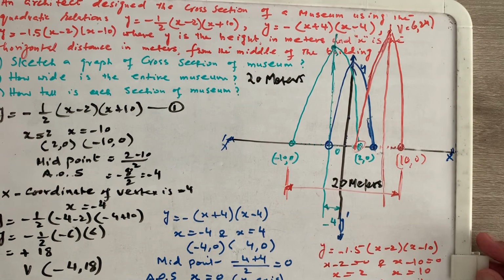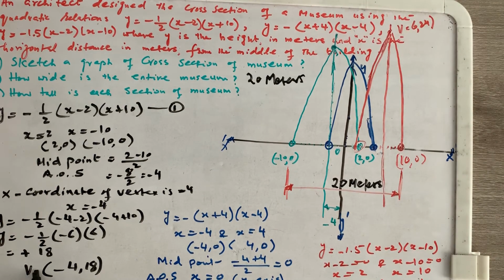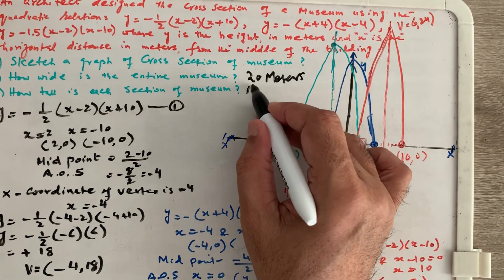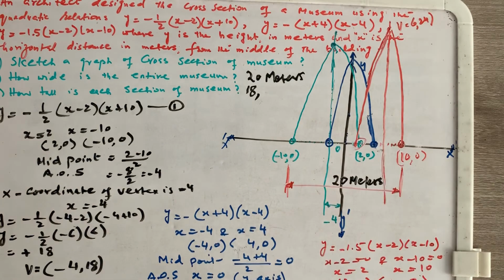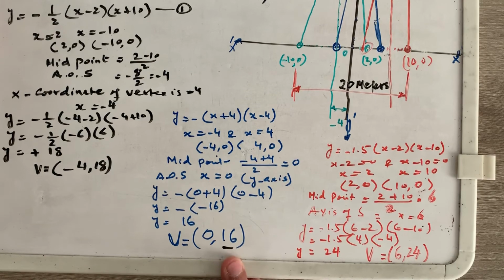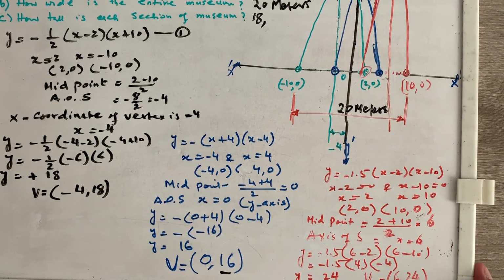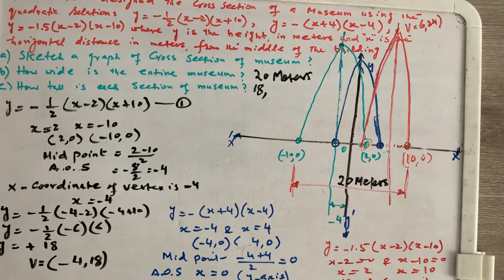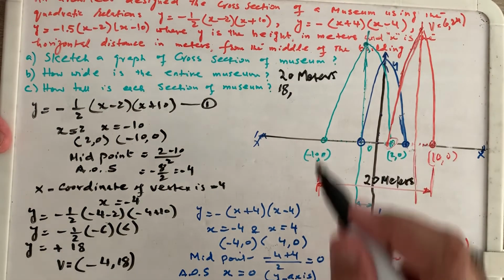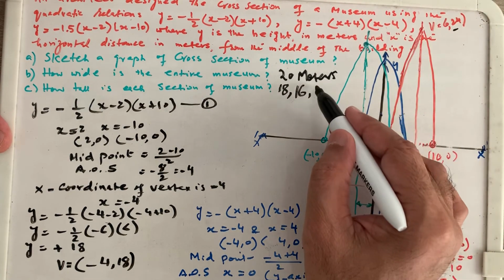How tall is each section of the museum? That is the vertex. So we have vertex number 1, which is (-4, 18). So the first section is 18 tall, right? Second section is 16 tall. And the third section is 24 tall. So the y-coordinate of the vertex is telling me how high each section is. How high is the second section? 16. How high is the third section? 24.